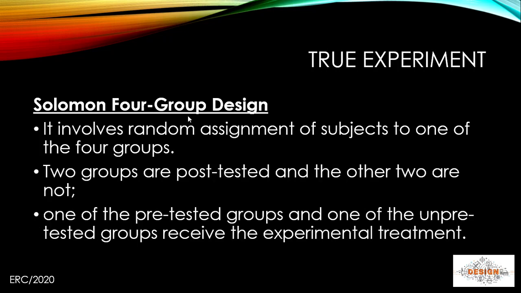Another, the Solomon four-group design. It involves random assignment of the subjects to one of the four groups. Okay, two groups are pre-tested and the other two are not. One of the pre-tested groups and one of the unpretested groups receive the experimental treatment. So sa Solomon four group design, it is up to you to determine kung saan ka mag-pre-test, kung saan ka mag-post-test. Okay?